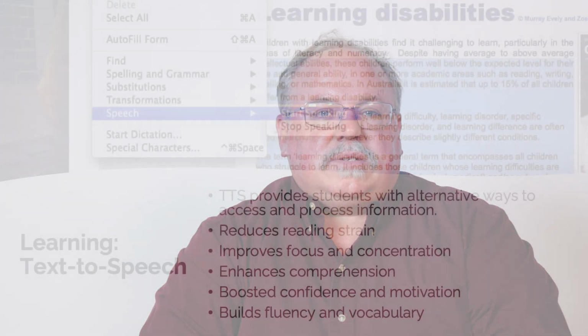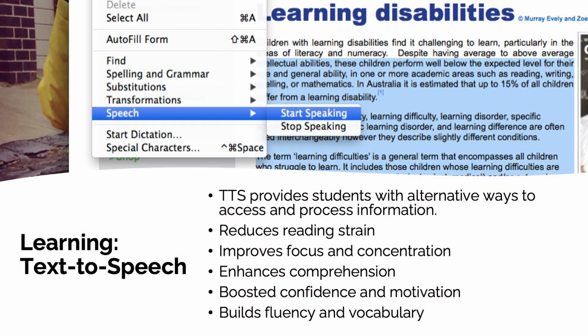Now we will discuss some common features that aid in learning. One feature to assist in learning that is built into all operating systems is text-to-speech. We discussed earlier screen readers, which will provide text-to-speech for people with vision impairment. There are also text-to-speech features designed specifically to aid students with learning disabilities. This provides students with an alternative way to access and process information.